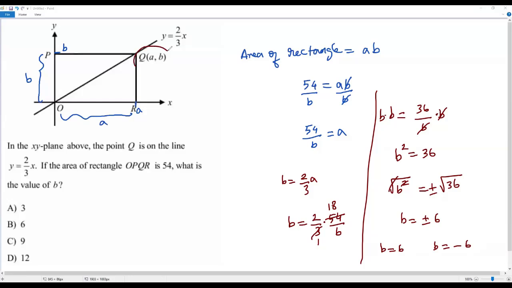But this point Q of A comma B is in the first quadrant. In the first quadrant, both the x coordinate and y coordinate will be positive. So the y coordinate B over here must be positive. So we can consider only the positive value of B. We can reject the negative value of B. So we got the value of B, that is 6. We find 6 in answer choice B. The correct answer choice for this question is B.